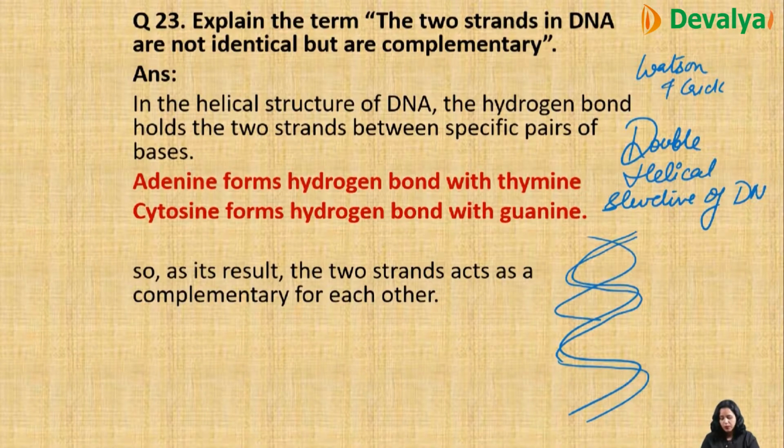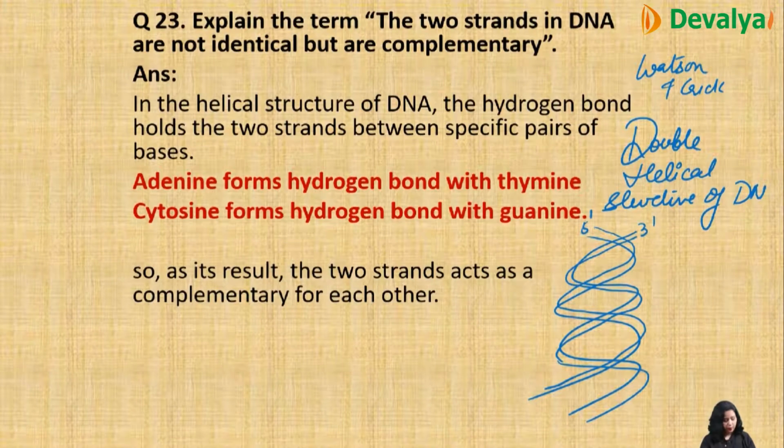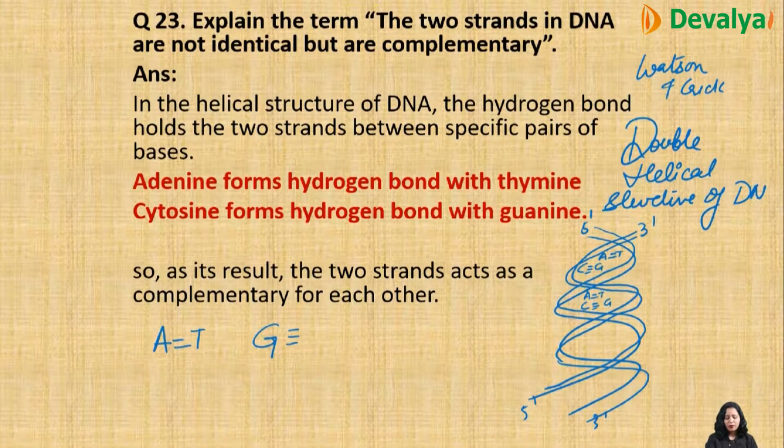If you draw this double helical structure of the DNA, this is 5' and 3'. They are indicating where the bonding is occurring. In between you have adenine bonded with thymine, cytosine bonded with guanine. You need to remember that adenine always forms a bond with thymine, and cytosine always with guanine. Similarly, you can write any sequence this way, and we know that adenine always forms a bond with thymine and guanine with cytosine.